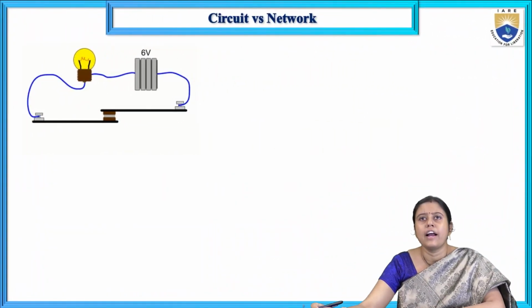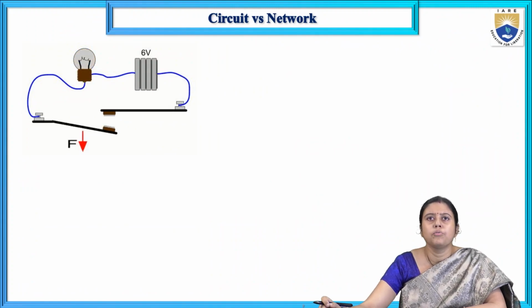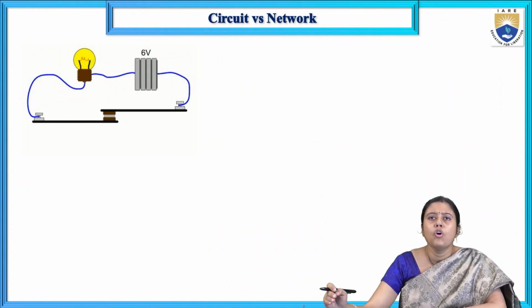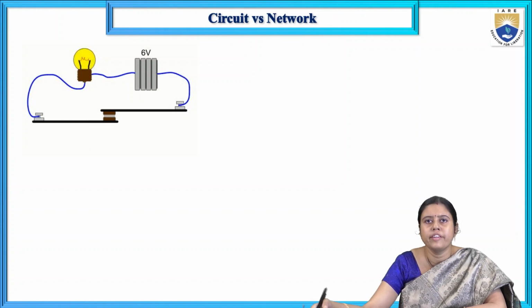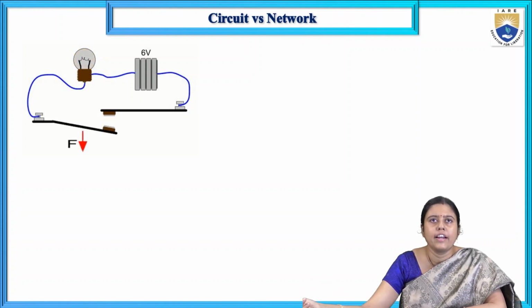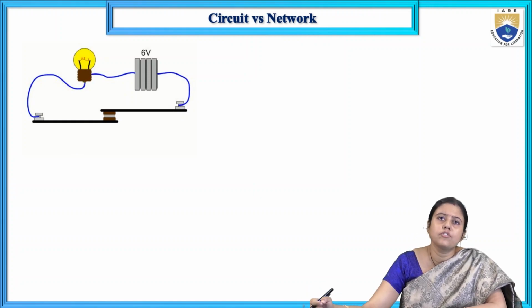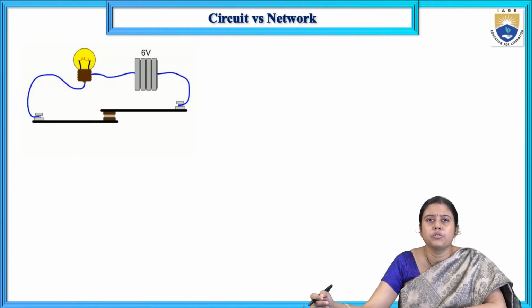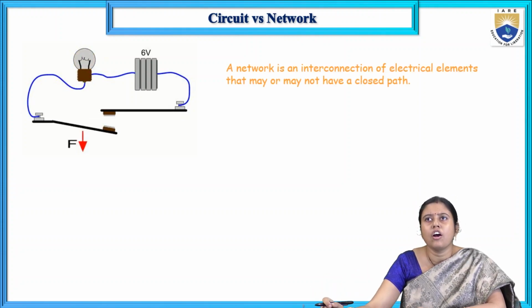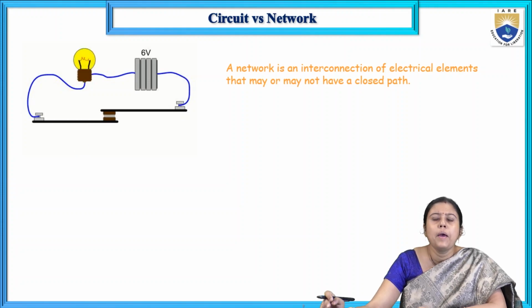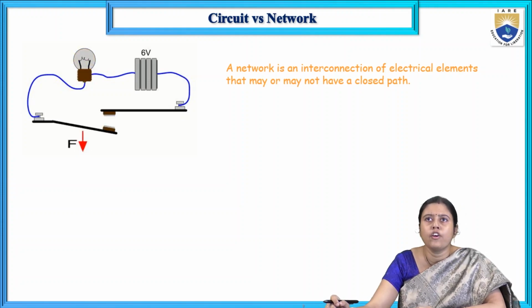So when we start any program, the first question that comes to our mind is what is a circuit and a network? Actually in our second semester we have a subject, electrical circuits, and now the subject is network analysis. So we have to discuss the basic difference between circuit versus network. First we will tell what is a network. A network is an interconnection of electrical elements that may or may not have any closed path.